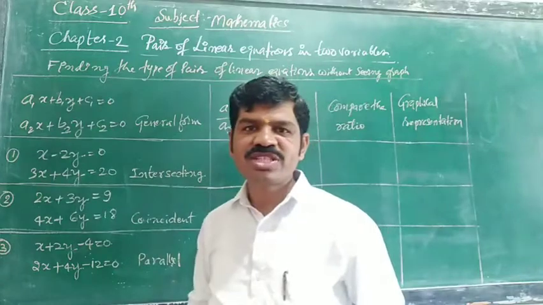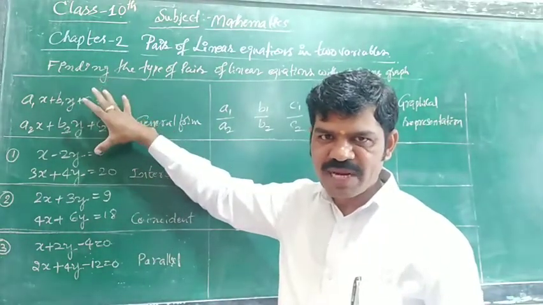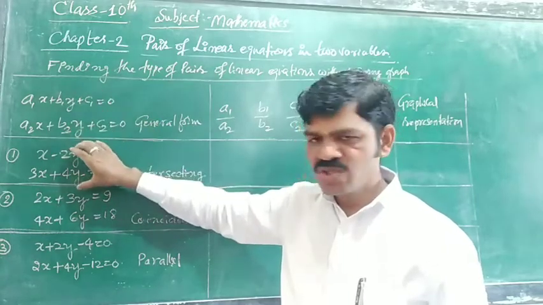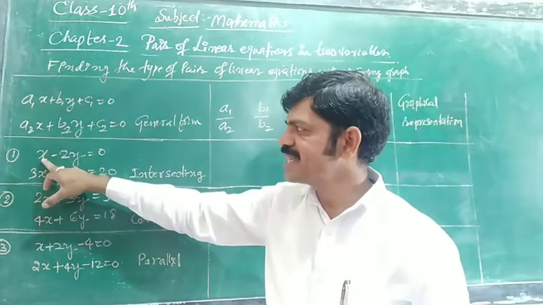a2x plus b2y plus c2 is equal to 0. This is the second equation. This is the general form of a pair of linear equations. So take the particular intersecting lines, where x is there, y is there.